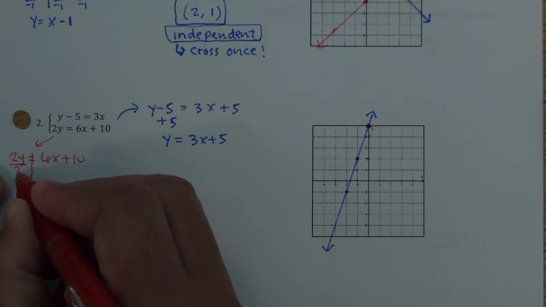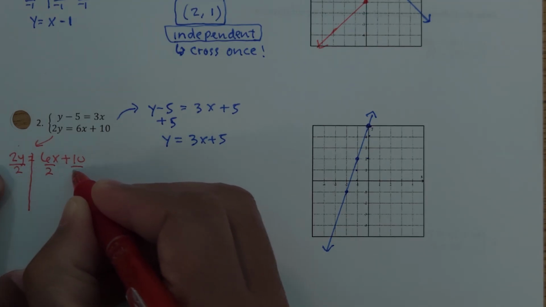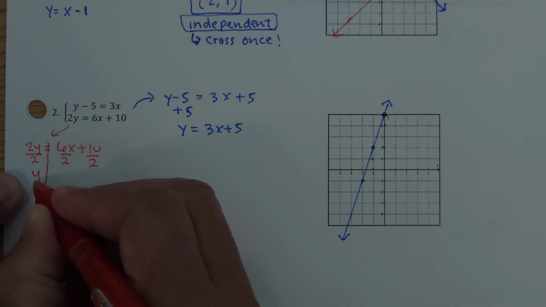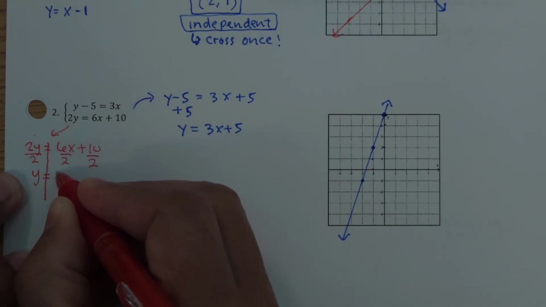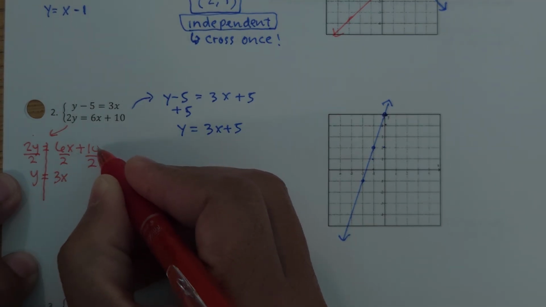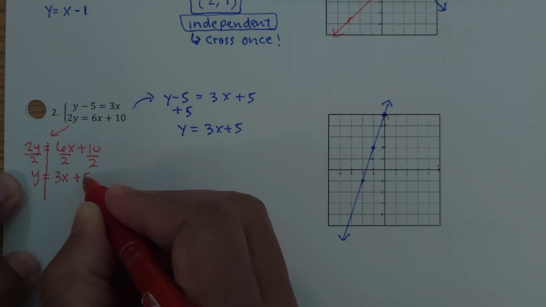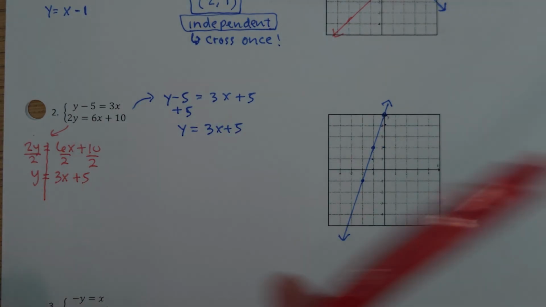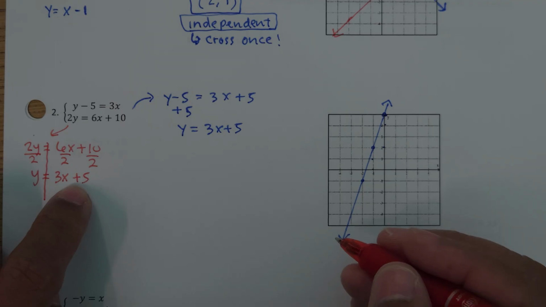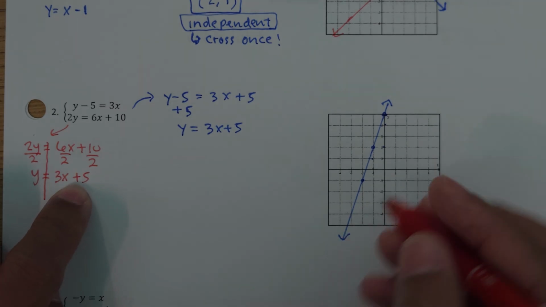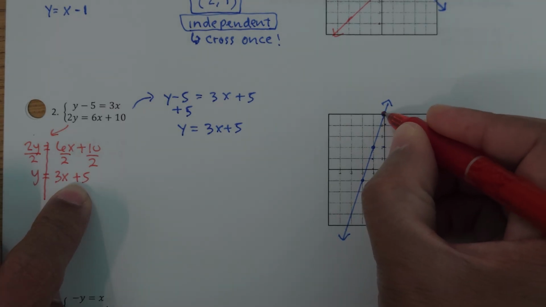Then I'm going to divide by 2 because that's all I have to do so I can get the y by itself. Okay, so then we have y equals 6 divided by 2 is 3, so 3x, and 10 divided by 2 is 5. So if I sketch this line, it's going to cross the y-axis at (0, 5), so that means they have this point in common.